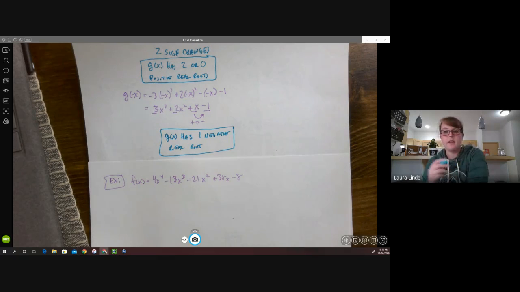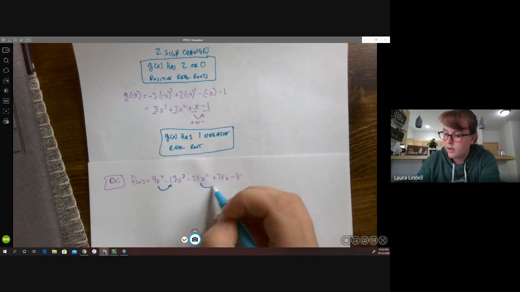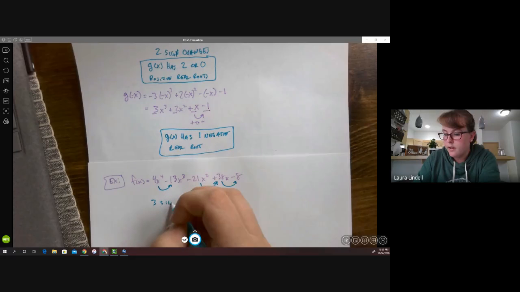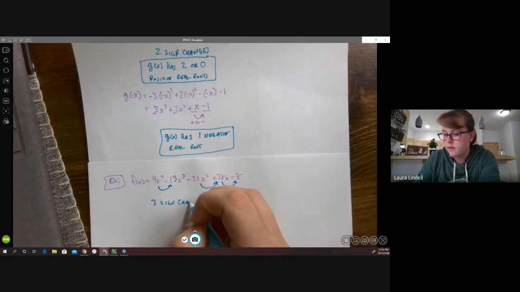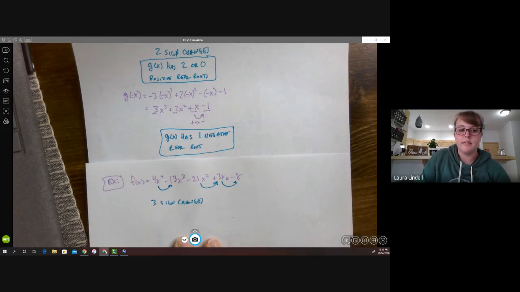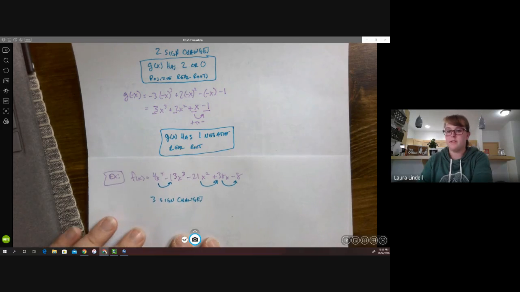Good. We can recognize the sign changes. There are 3. One here, and one here. 3 sign changes. Okay. So how many positive real roots could I have here? What does that tell me? Is it just 3, or is it 3 or something else?